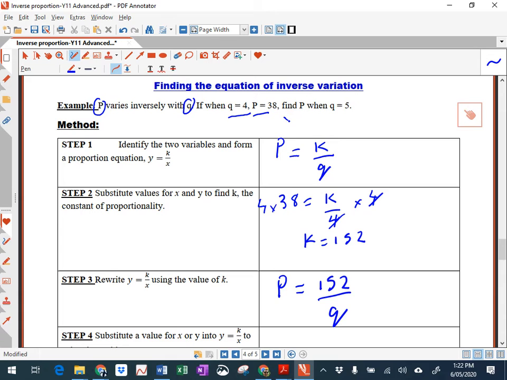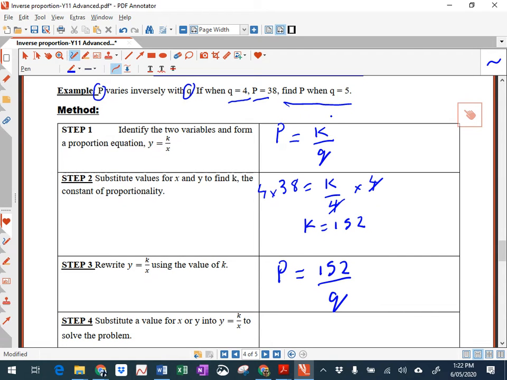And the last step we're going to do is find P when Q equals 5. We can now finish off this question. So find P when Q equals 5. I'm just going to now substitute in 5 and work out 152 divided by 5. You'll get 30.4.